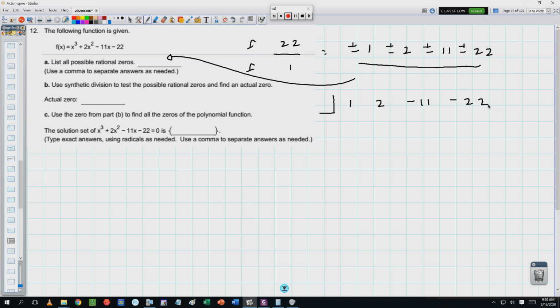So let's go with a 1. We'll bring the 1 down. 1 times 1 is 1. We'll put it here. We'll add. 1 times 3 is 3. We'll put that here. We'll get negative 8 when we add. And 1 times negative 8 is negative 8. And no chance. Try negative 1.